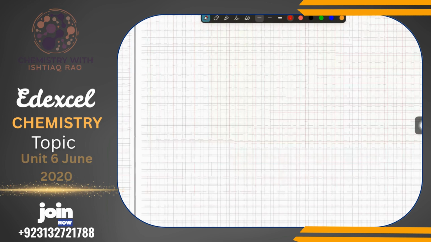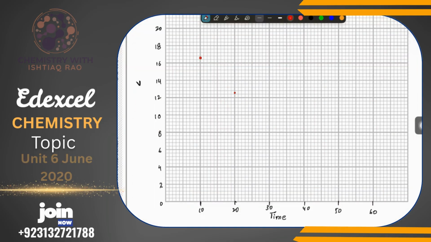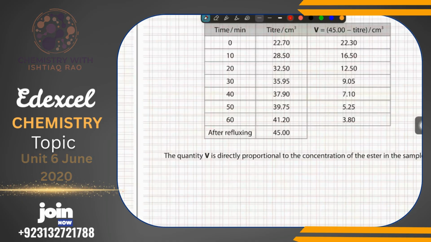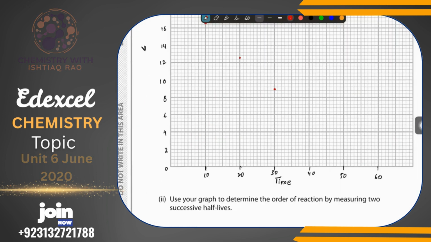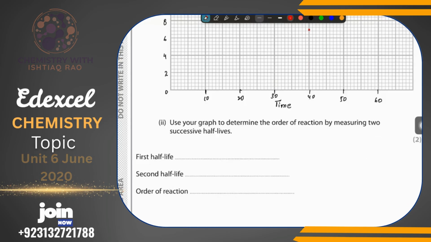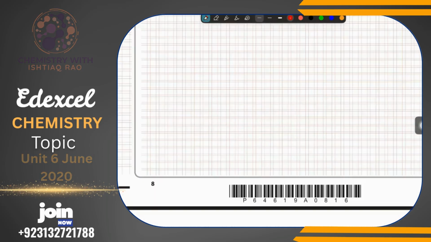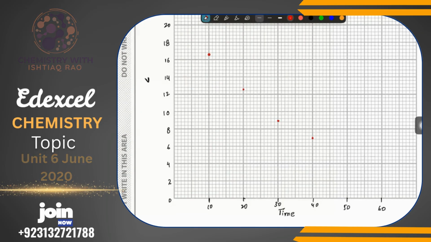40 is 7.1. 50 is 5.25. Yeah, this definitely looks like first order. 60 is 3.8. So: 2.4, 2.8, 3.2, 3.6, 4.4, 4.8.